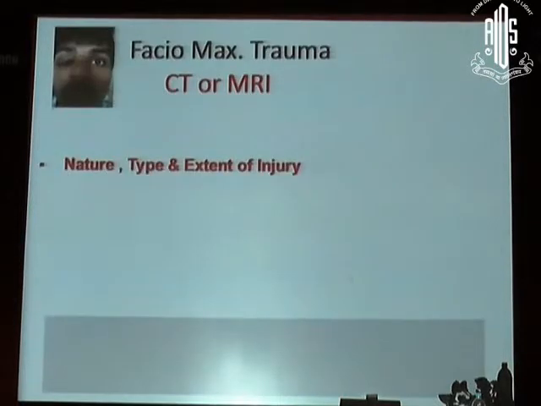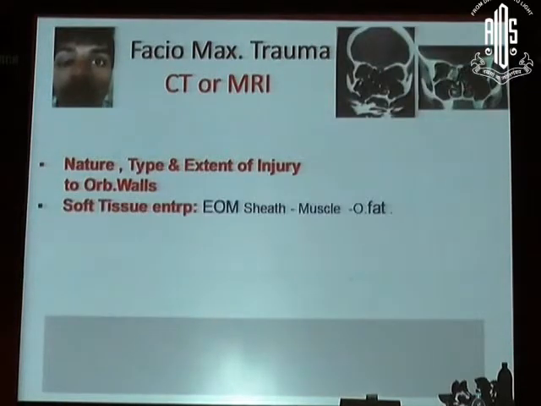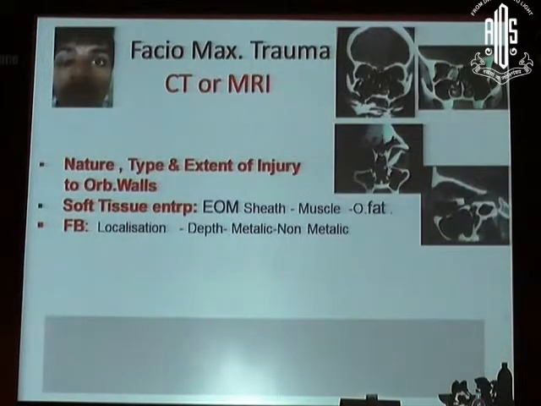Trauma. In case of trauma, one wants to know the nature, type and extent of the injury of the orbital walls. One wants to know whether there is any entrapment of soft tissue, like muscle seam or orbital fat, in the fracture line. One also wants to know whether there is any foreign body there; if it is there, where it is localized, what its depth is, and whether it is metallic or non-metallic.